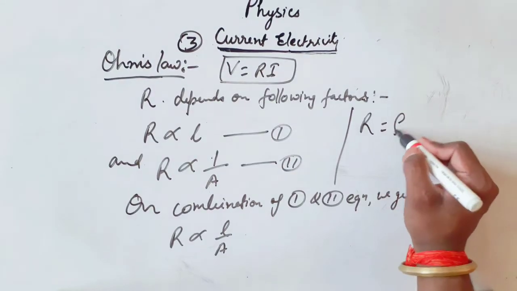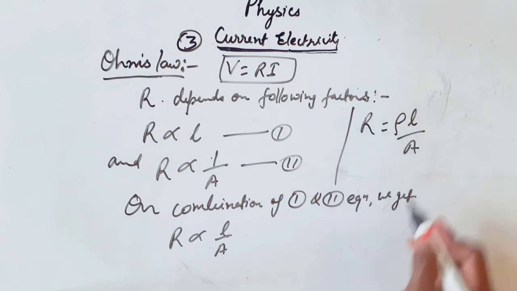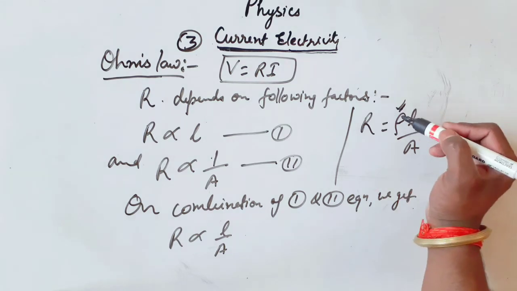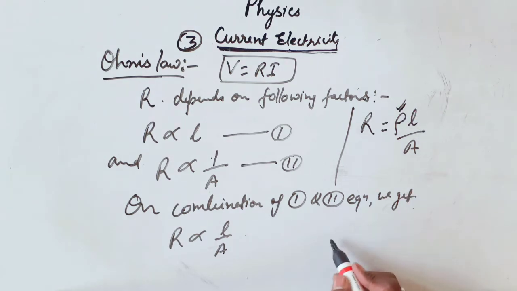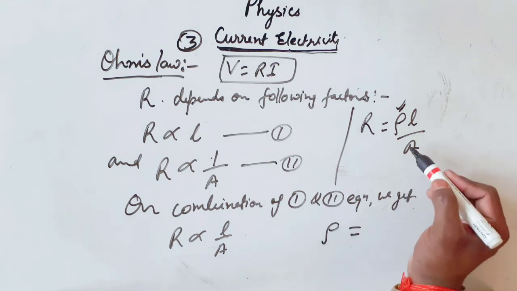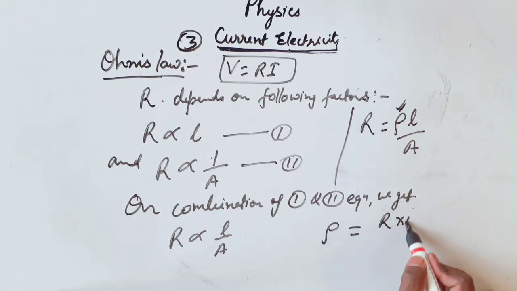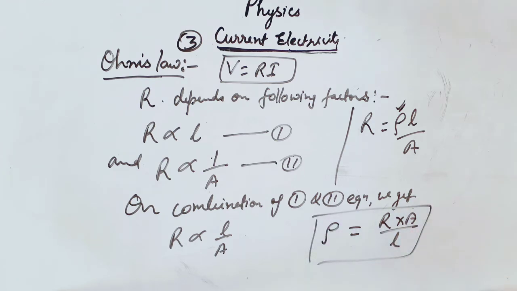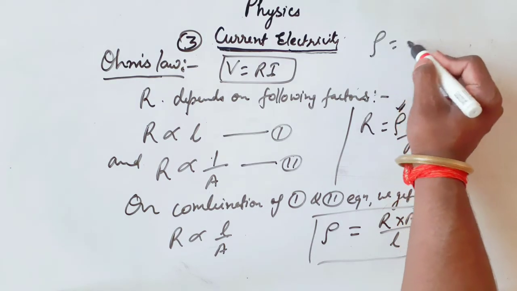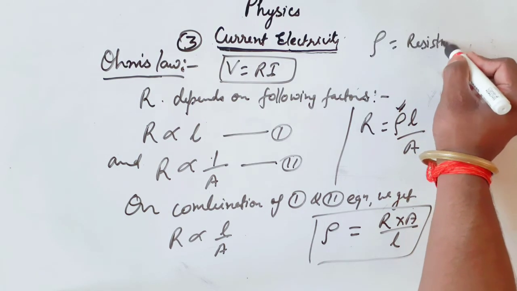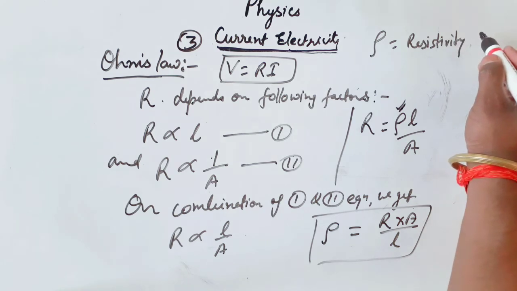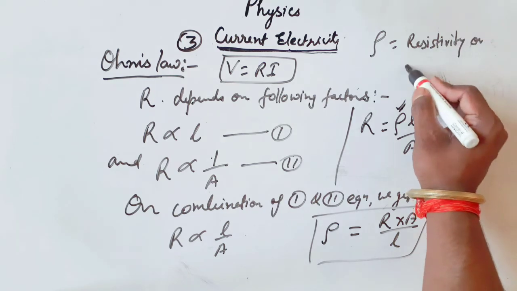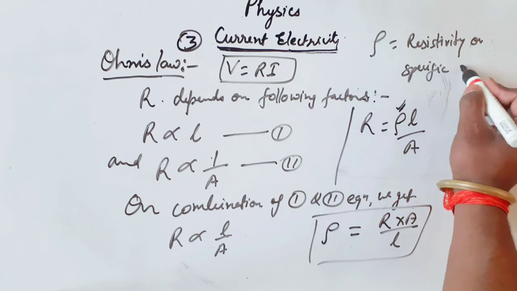So R will be equal to rho L by A, where rho is called the resistivity of the material. Resistivity is also called specific resistance. So rho is equal to R into A divided by L. It is called resistivity, or specific resistance.